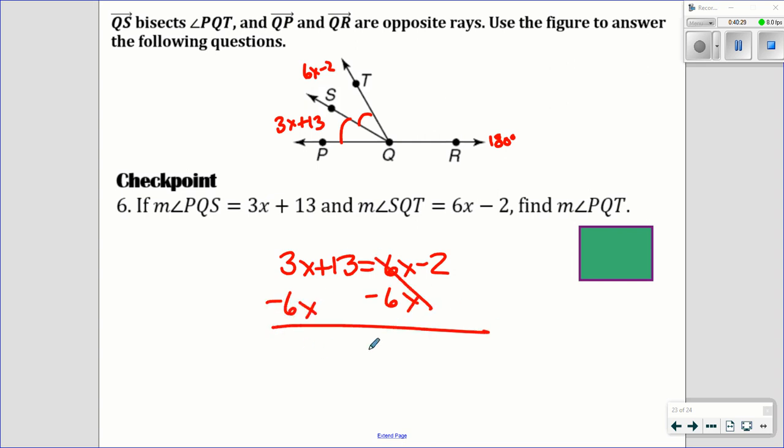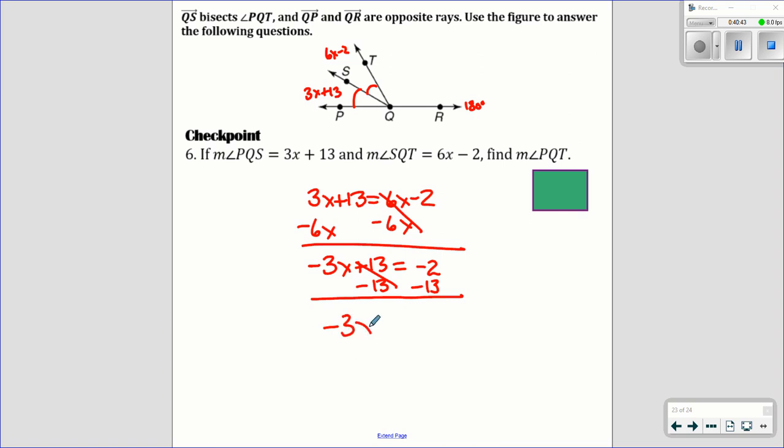But think about it. They didn't ask you to solve for x. They're asking you to find the angle. Pay attention to that. They're asking you to find the angle. So I'm going to continue solving for x. And my x is 5.